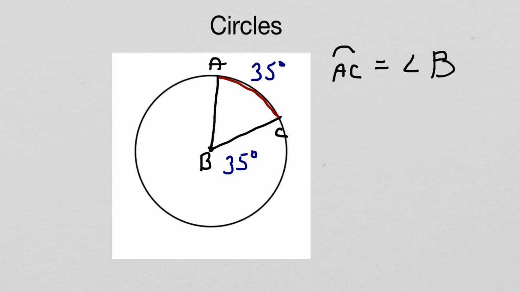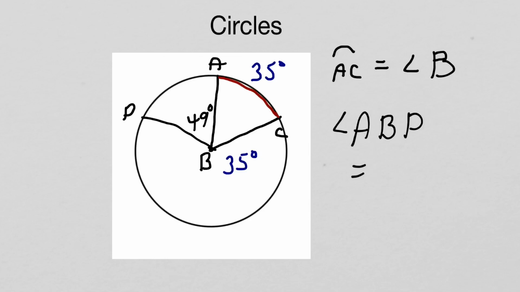Let's see if we put another line on here. Make this D. Angle ABD equals, let's make it 49 degrees. That means arc AD also equals 49 degrees. This only works for a central angle. We're going to see in a second it does not work for an inscribed angle.